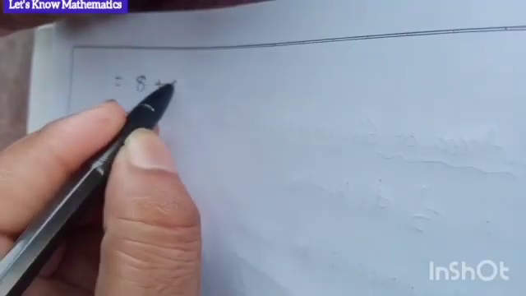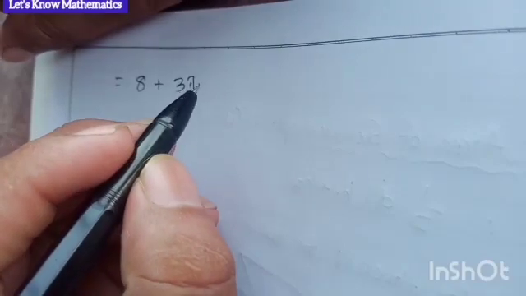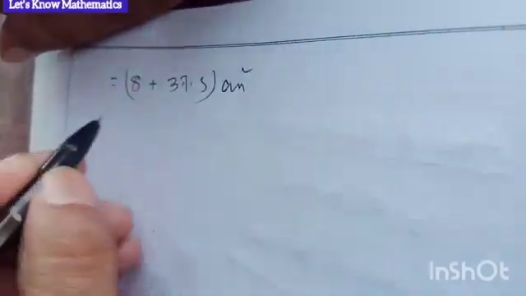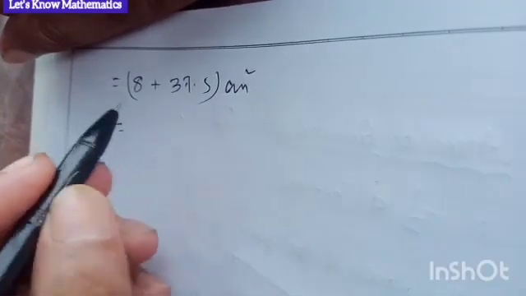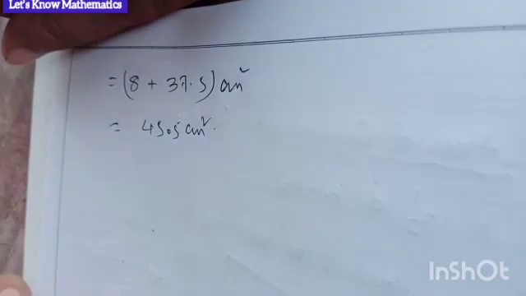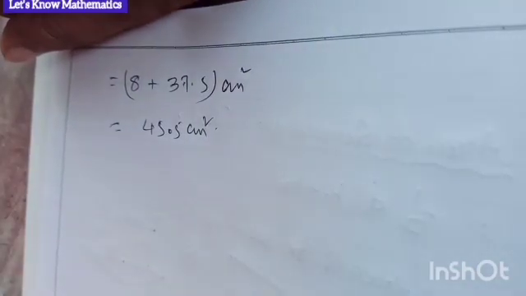See, area of triangle we have got 8, plus area of trapezium we have got 37.5 centimeter square. So if you add, then we will be getting here 45.5 centimeter square. So this way we can find the area of a general quadrilateral.